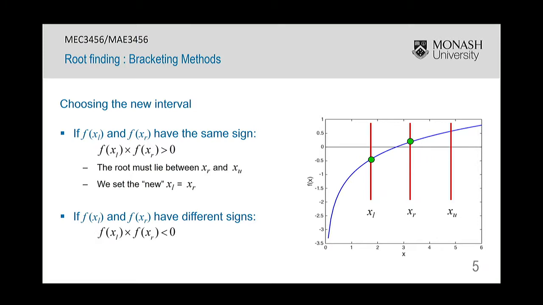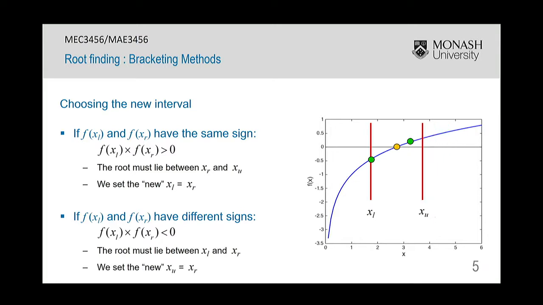If, however, the function value at x lower and the function value at our guess for the root, f of xr, multiply to less than 0, in other words, the function changes sign between xl and xr, then that means the root must lie between xl and xr. Therefore, we set the new upper bound to be equal to the current value of the root, xr. So that's the basic process for choosing our new interval.